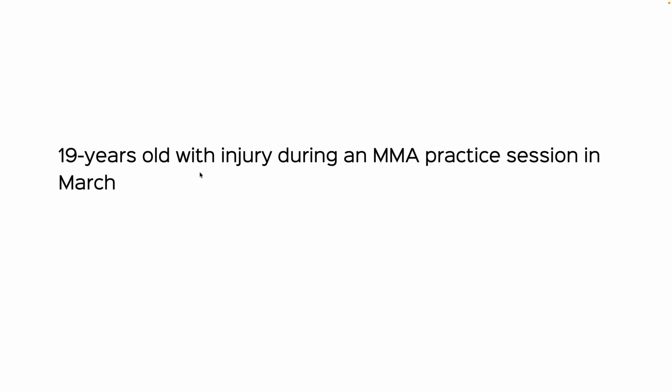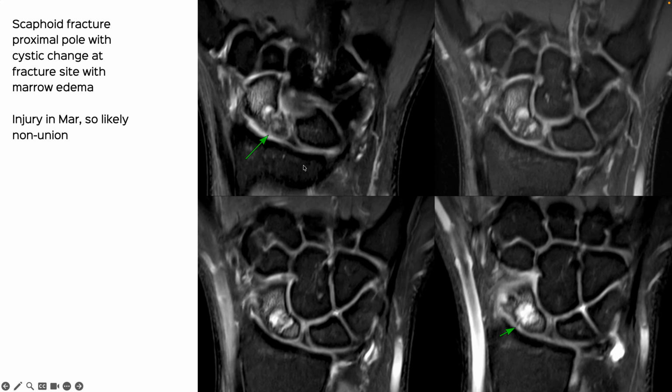So, this 19-year-old had a wrist injury during an MMA practice session in March. If you don't know what MMA is, look it up. So no X-rays, has pain in the wrist and came for an MR, and you can clearly see there's a scaphoid fracture with cystic change, with marrow edema and contusion, with periosseous edema.